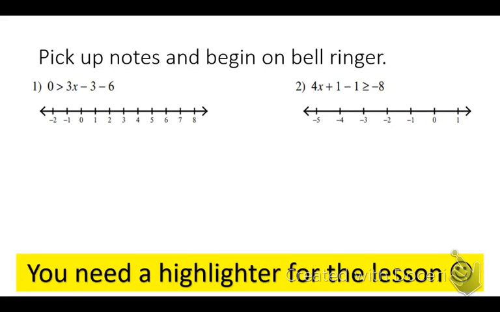So, to begin, we're going to do these top two problems. You do need a highlighter for this lesson, so I'd pull one out if you haven't already gotten one.